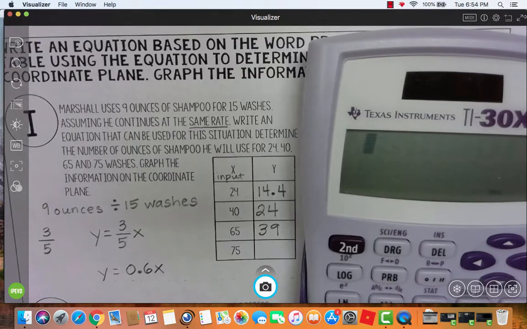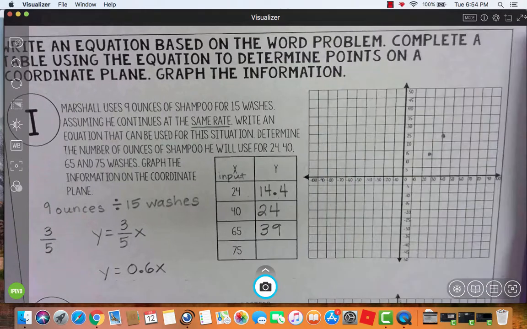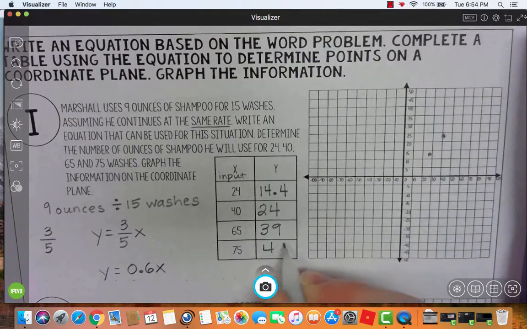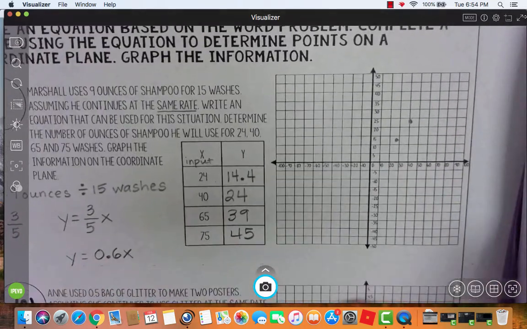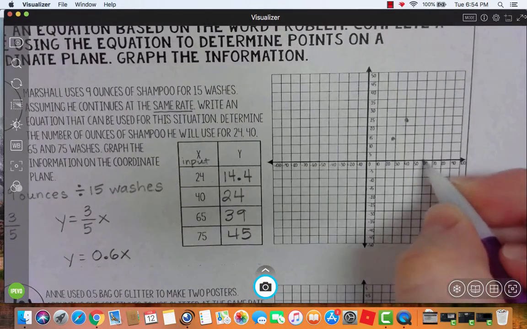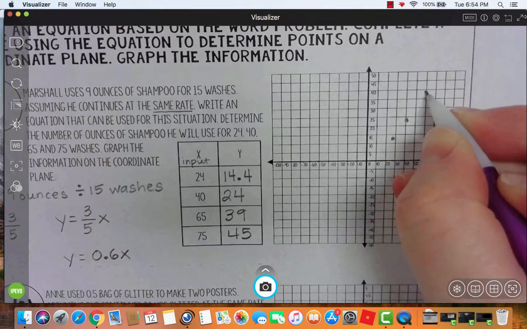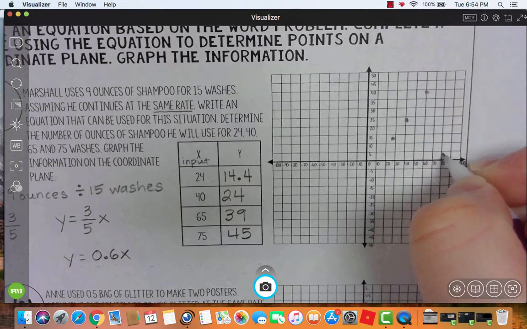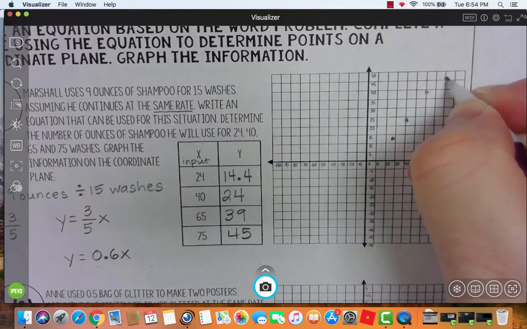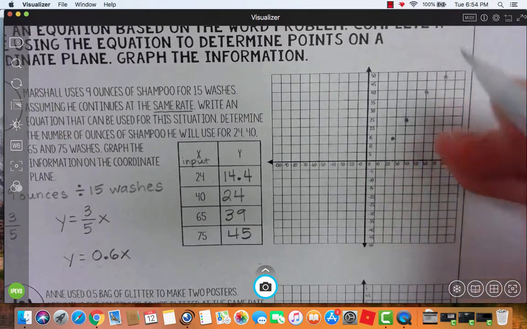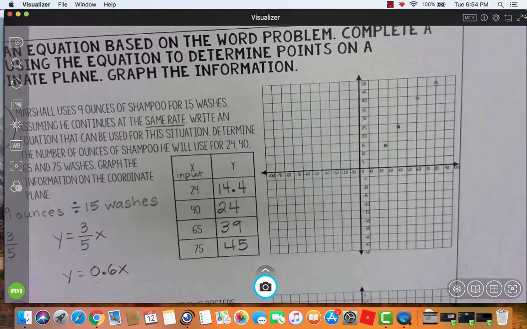All right. I don't know why that first one couldn't be a whole number. Okay, so 24, 65, 39, 75, 45. There we go. And it should be linear. Mine's a little off.